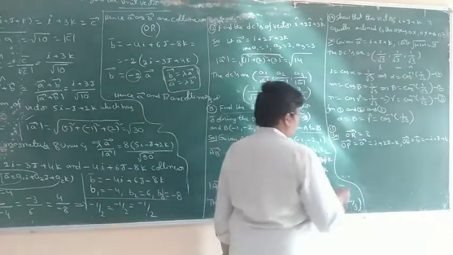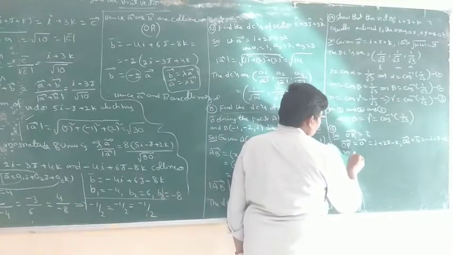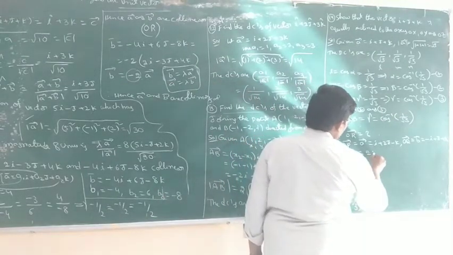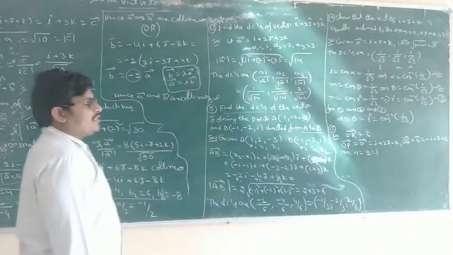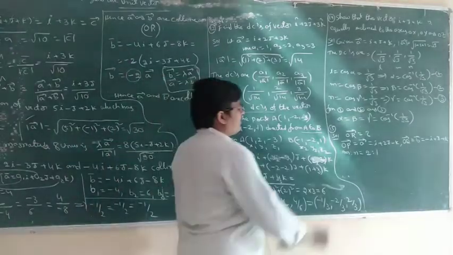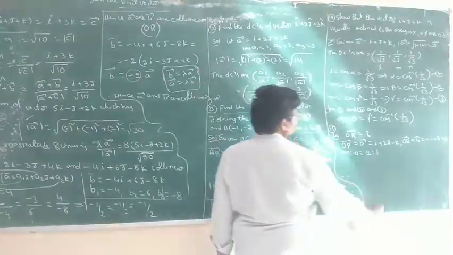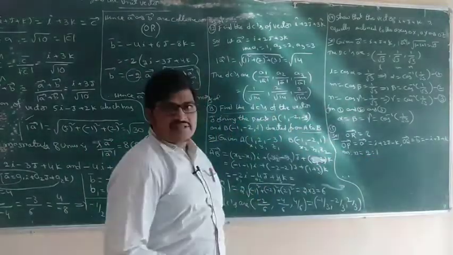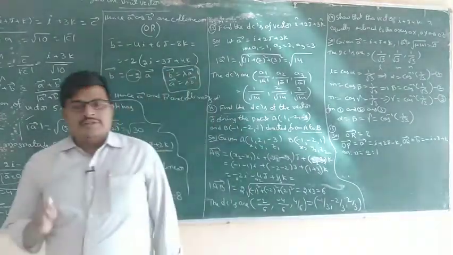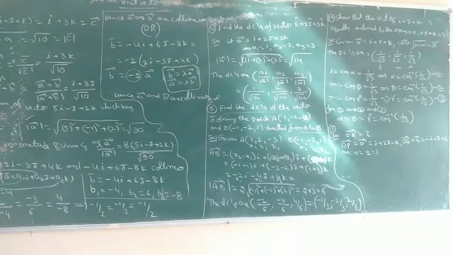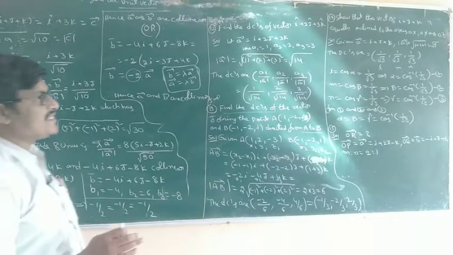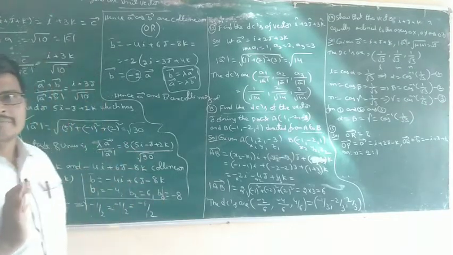Respectively in the ratio 2:1. So the ratio is nothing but m:n. m:n is equal to 2:1. Here m is equal to 2, n is equal to 1. So the ratio is given. Ratio given means we must use the section formula.